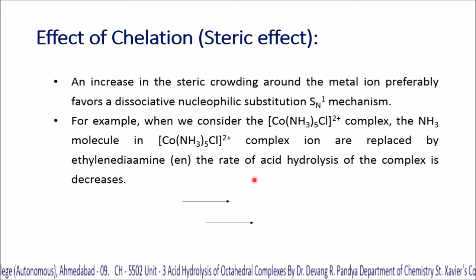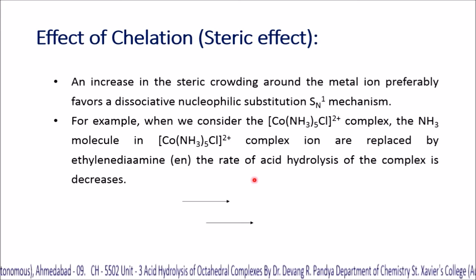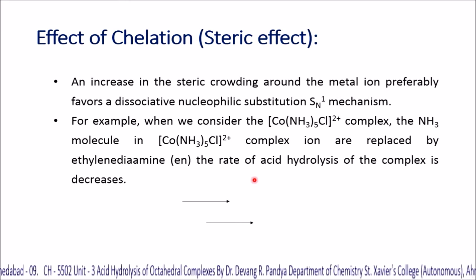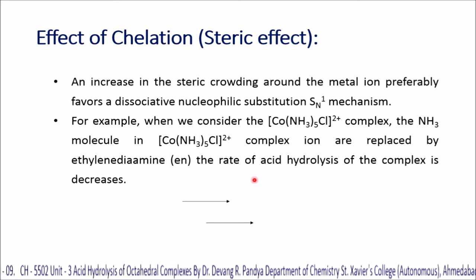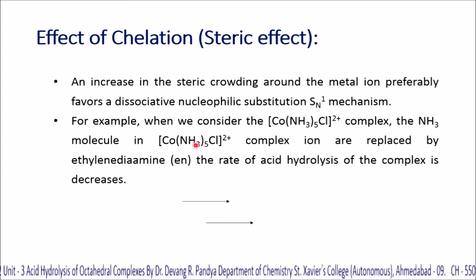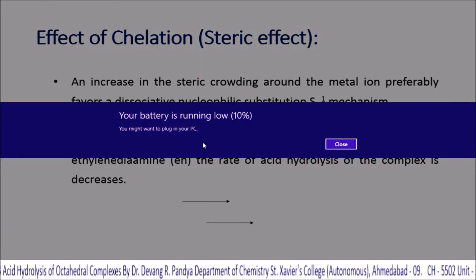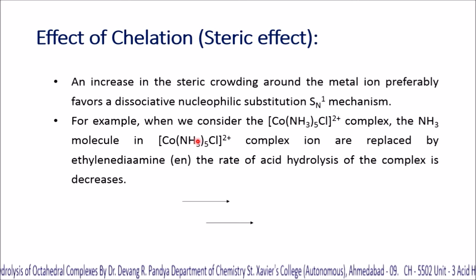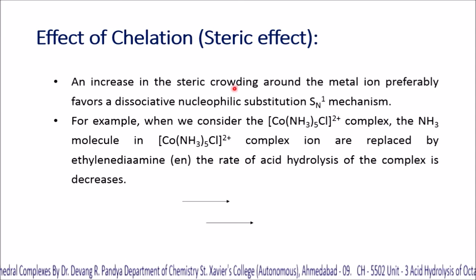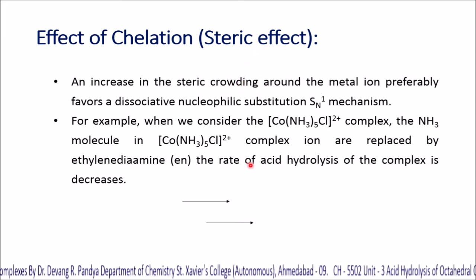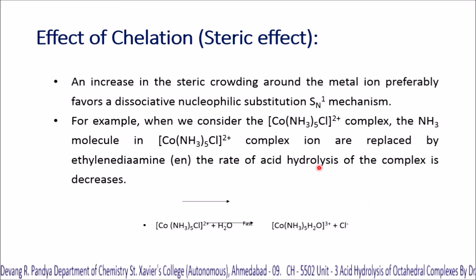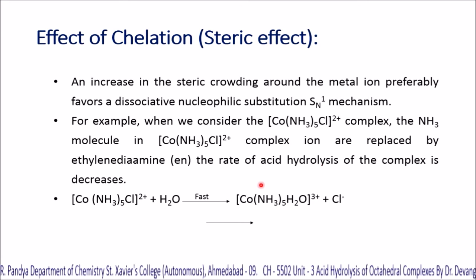We have the example where let us consider the pentaamminechlorocobalt(III) 2+ complex. The ammonia molecules in this complex ion are replaced by ethylenediamine. The rate of hydrolysis gets decreased. That means when a simple ligand is substituted by a chelating group, the crowding increases, the steric effect increases, which decreases the rate of hydrolysis. So that is why we can say that chelation can decrease the rate of hydrolysis.